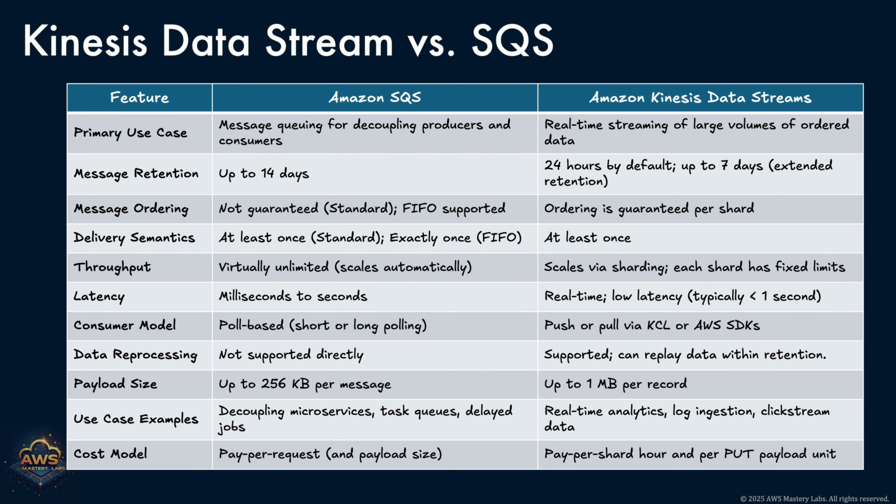In summary, use SQS for decoupling services and asynchronous communication in transactional systems, and choose Kinesis when you need real-time analytics, replayability, and high-throughput stream processing across multiple consumers.